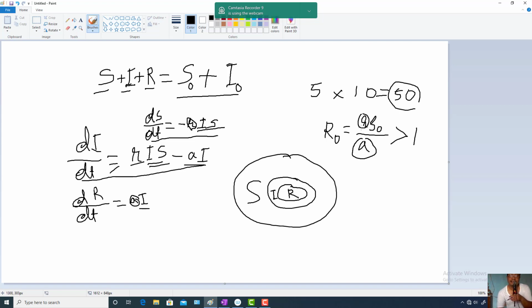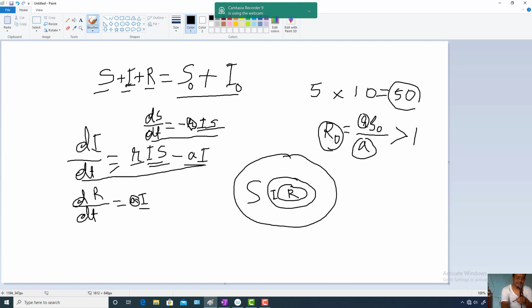So if you lower the transmission rate R, then you can make this quantity less than 1. If R naught is less than 1, then the pandemic is controlled. That is why national lockdowns are happening worldwide, along with social distancing and hand sanitizer. That is the only thing we can do. There is no vaccination and no drug to control the pandemic. So that is what is happening in this pandemic mathematically.